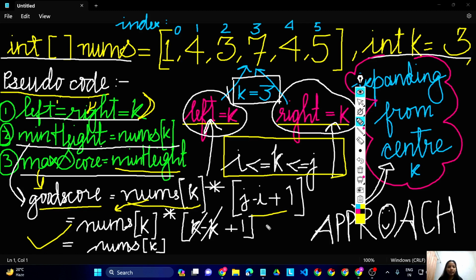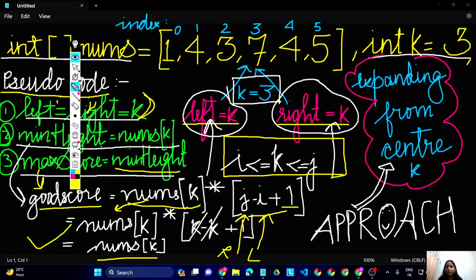And then you can clearly say left is equal to right is equal to k, that is, j is right and i is left. They are both equal to k, so I have written k minus k plus 1. Basically k cancels k, and you are left with 1. So nums of k into 1 will only give you nums of k. This is the initialization or pseudocode that I will be using. So basically this is the whole approach to solve the particular problem.